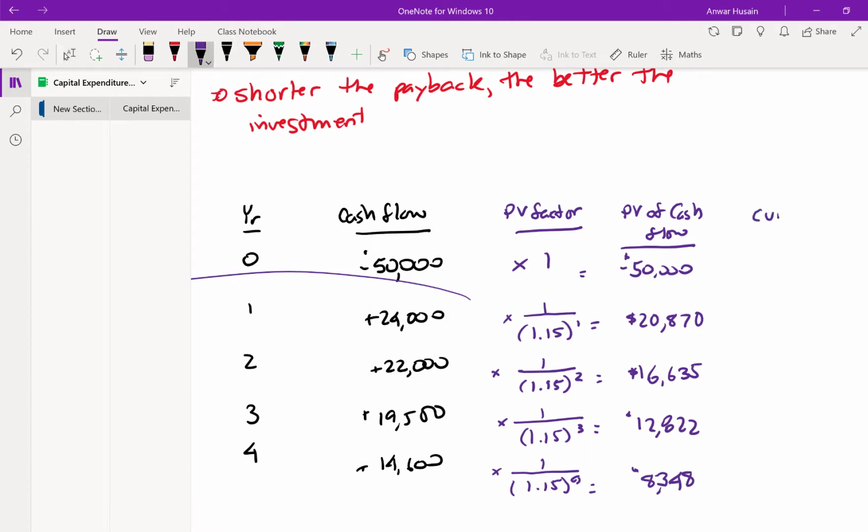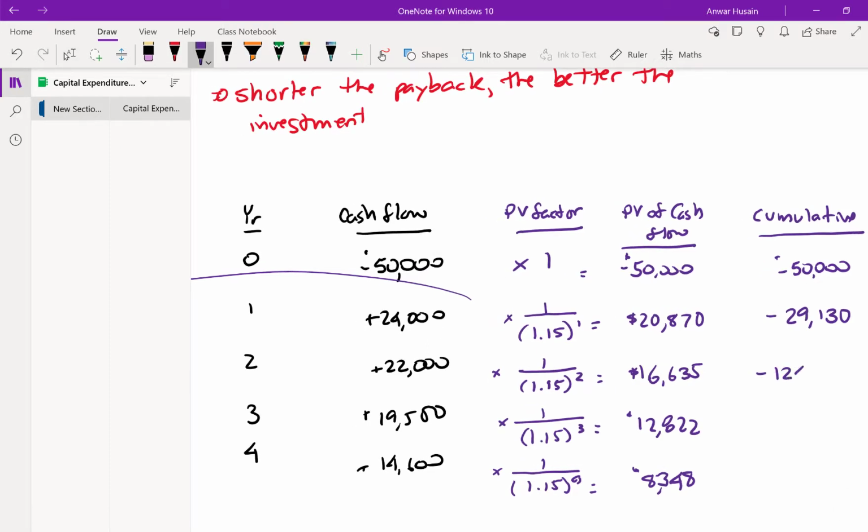Now I'm going to do a cumulative cash flow. And it's going to be a cumulative of the present value. Okay, so year 0, it's negative 50,000. Nice and simple. But 1 year from now, we have recovered 20,870. So we're still negative, but it's going to be negative 29,130. 2 years from now, we recover another 16,000. So it's going to be negative 12,495.